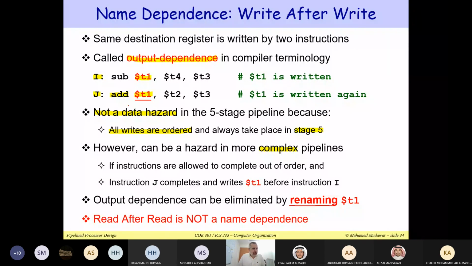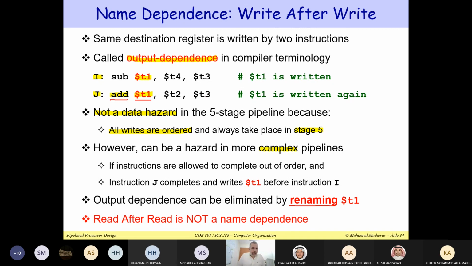We have seen that anti-dependence and output dependence, these two types of name dependencies, are not hazards in our simple 5-stage pipeline, because we force all the instructions to execute and complete in program order, and the write back takes place in the last stage of the pipeline. So we can guarantee that instruction J, which is this add instruction, is going to complete and write back T1 after this one. So there is no need to do anything about it in our simple 5-stage pipeline, but I'm just mentioning that this is a name dependence.